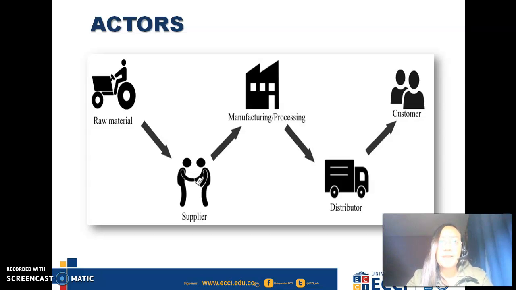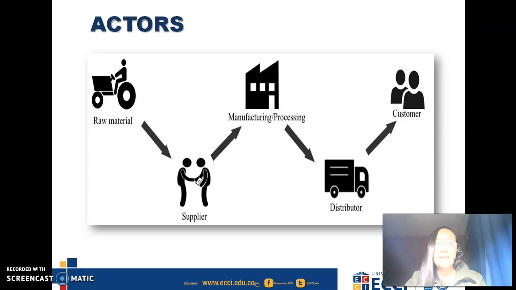Another actor is the distributors. Distributors are also known as wholesalers. They typically sell to other businesses and they sell products in larger quantities than an individual customer will usually buy. Another actor is retailers. Retailers stock inventory and sell in smaller quantities to the general public.